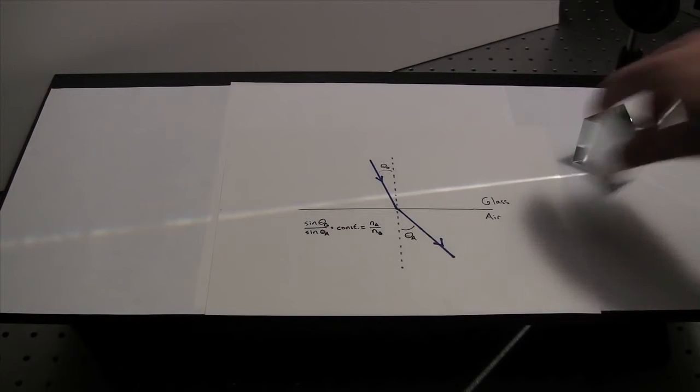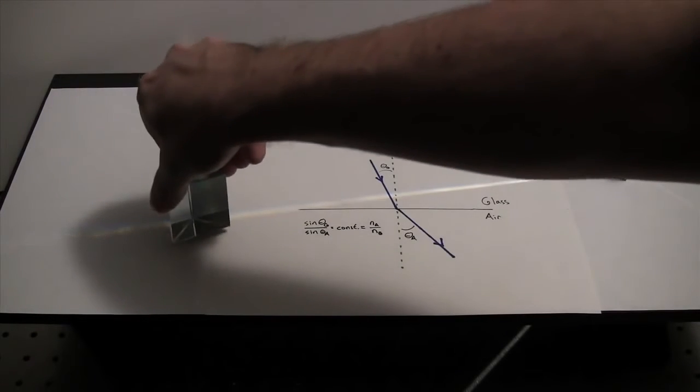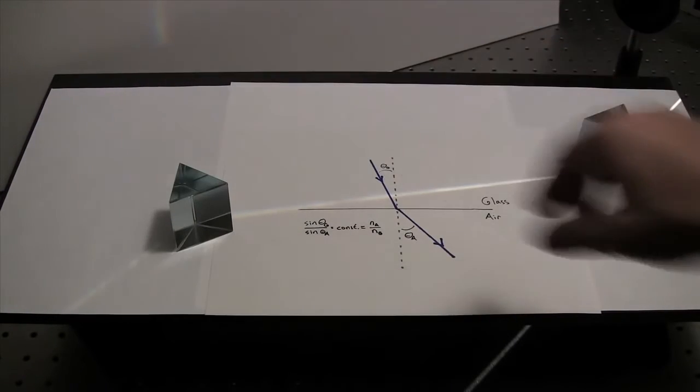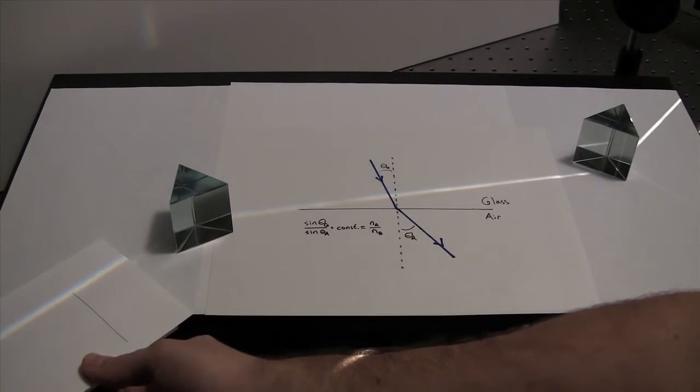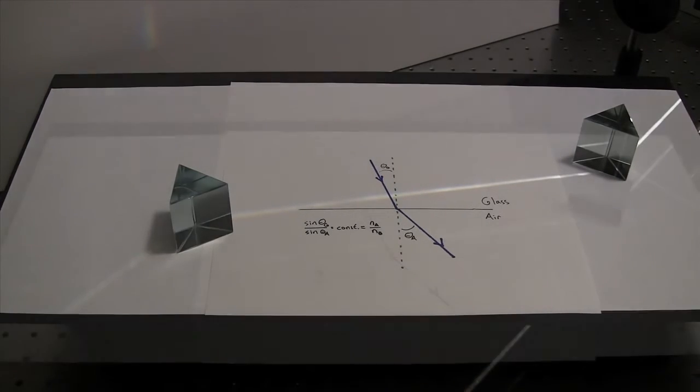And you can see it more clearly by eye if we place this prism further down. Over here it's clear that there's a change in color across the width of the beam.